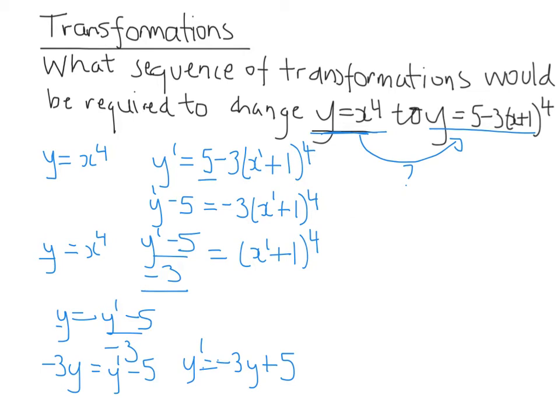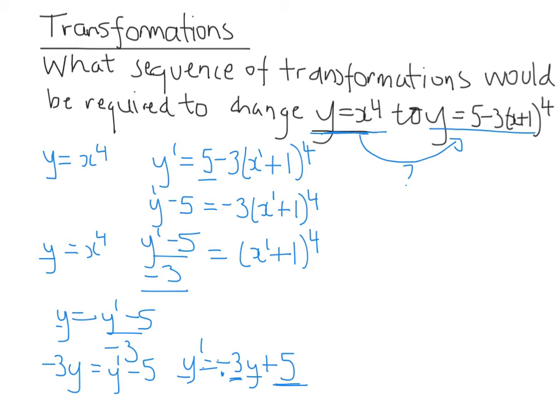So what have we done to the old y to take it to the new y? Well, we've reflected it, that negative will reflect it in the x-axis. This 3 will mean the y values are 3 times as big, so we will have dilated away from the x-axis by a factor of 3, and then what we've done is we will have moved it 5 up.